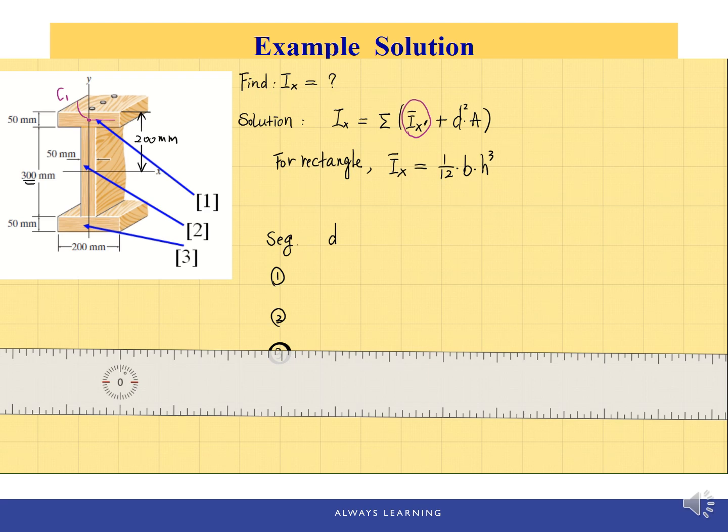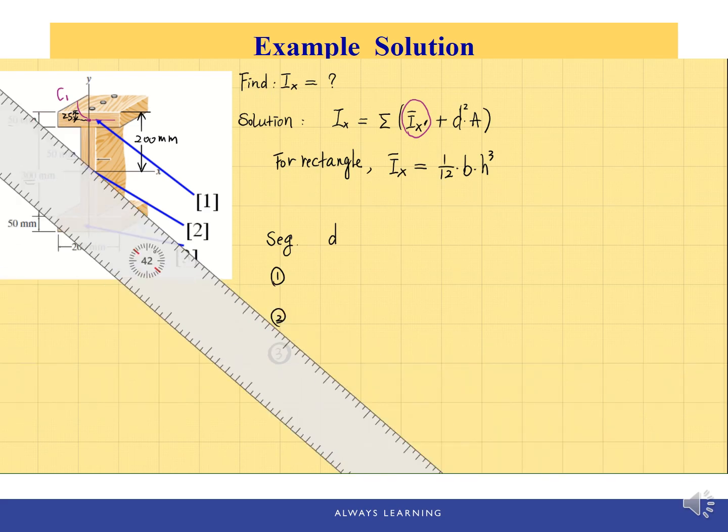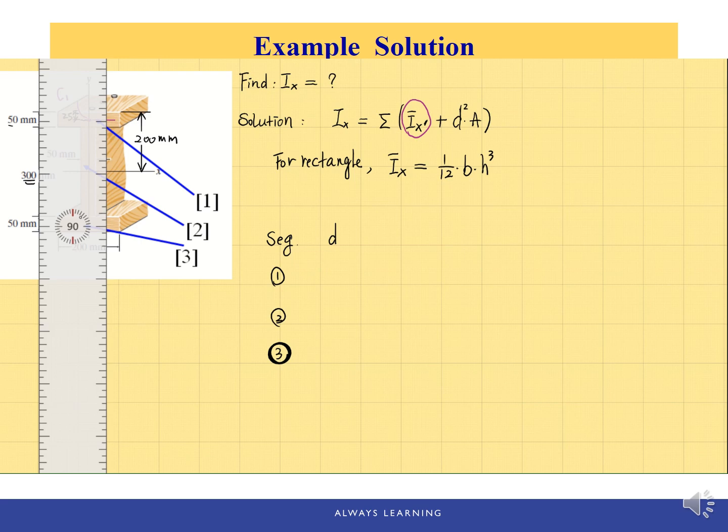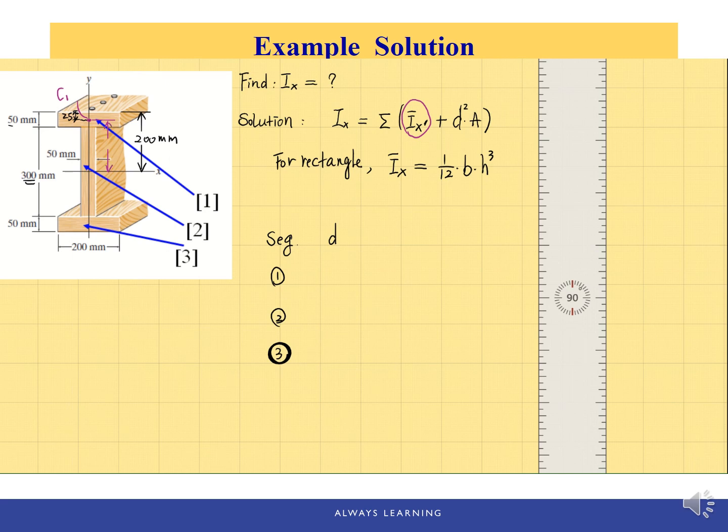And now since C is located in the middle of the top horizontal rectangle, the distance from C to the top is half of 50, which is 25. Therefore, from this point C to the x-axis, if we call this D1, we're looking for the distance from the centroid of each area to the given axis. So this D1 is 200 minus 25, which is 175 millimeters. Then we can put it into this table: D1 is 175, and the unit is millimeter.